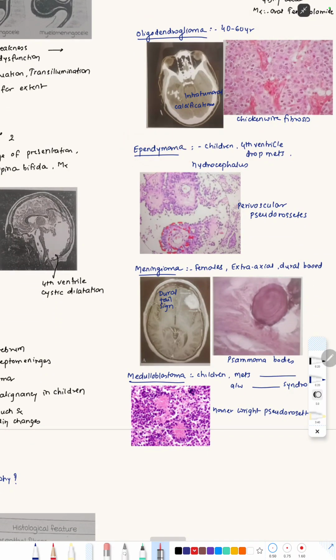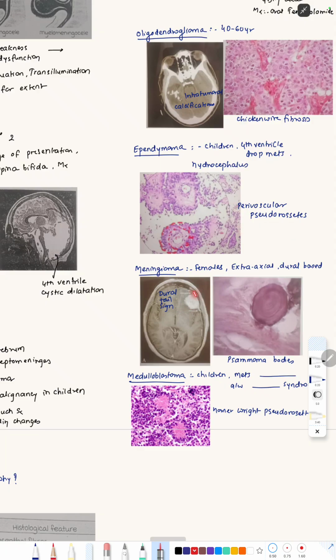Ependymoma, it is seen in children. In the fourth ventricle it affects, then it shows a drop metastasis and hydrocephalus is seen. In ependymoma, along this artery or along this blood vessel, the rosettes can be seen, so perivascular pseudo-rosettes are seen.